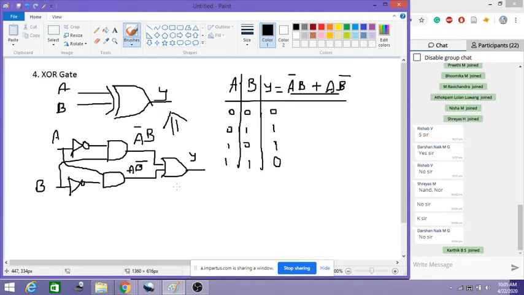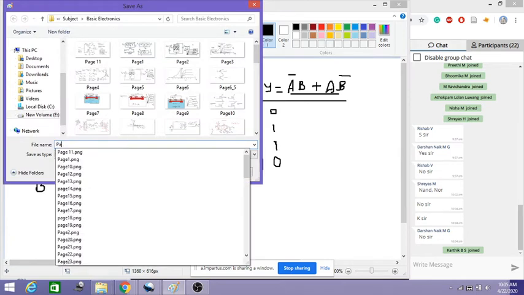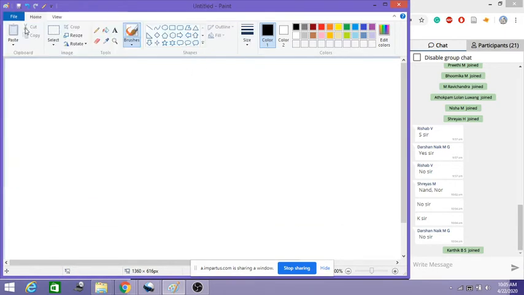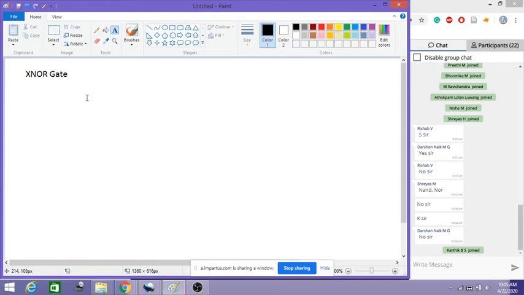Now let us talk about XNOR gates. XNOR gate is nothing but the complement of this. So next I'll talk about the XNOR gate. So I'll just take the complement for XOR gate. I'll get XNOR gates. So symbolically, for example, I can write in two ways this.